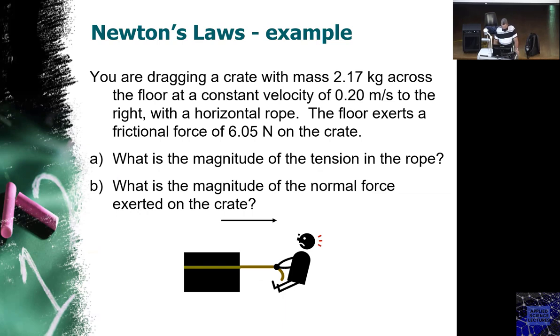So here in this example, you are dragging a crate with mass 2.17 kilograms across the floor at a constant velocity of 0.2 meters per second to the right.